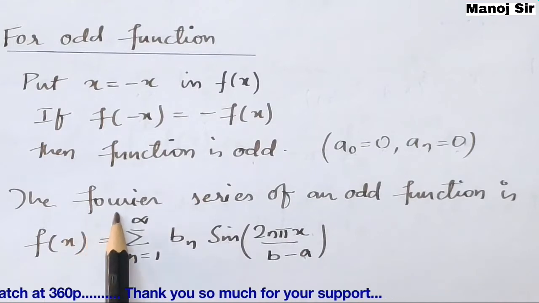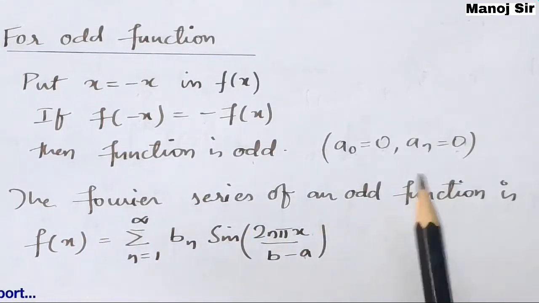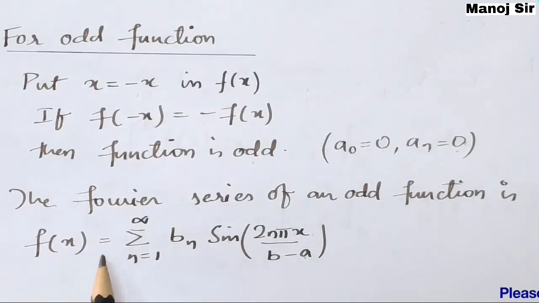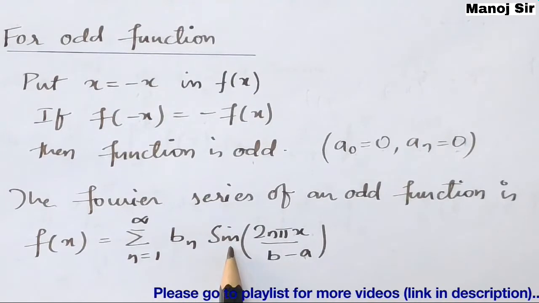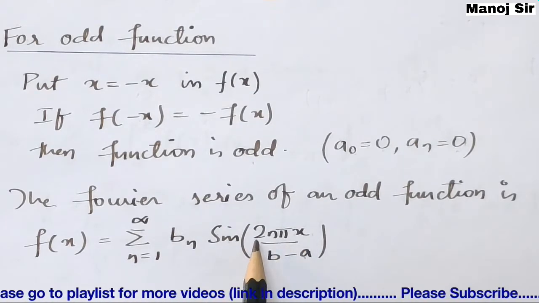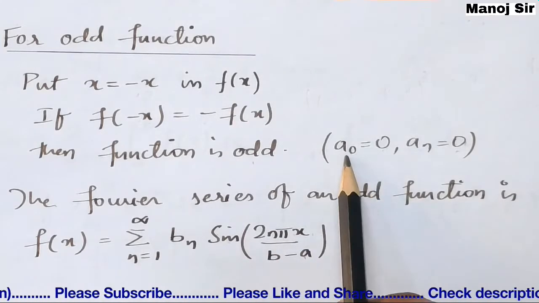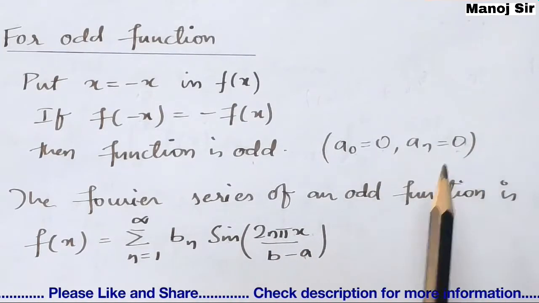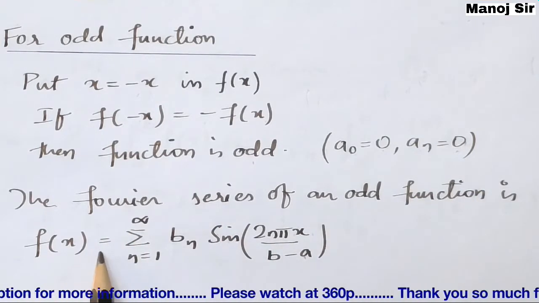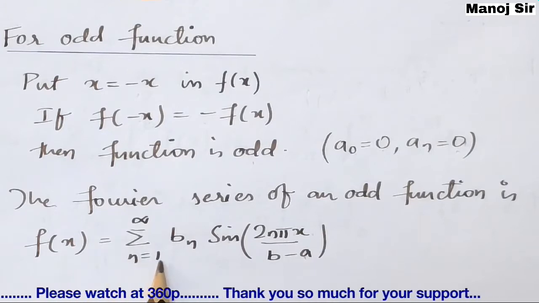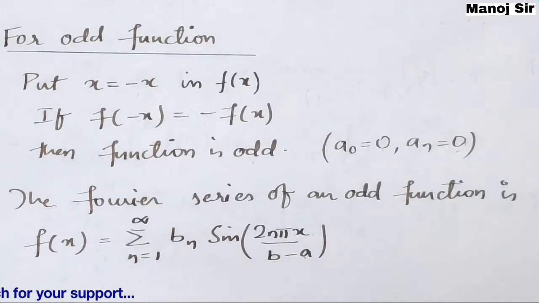Simply write this becomes 0. So the Fourier series of any odd function f of x is given by f of x equals summation n equals 1 to infinity bn into sine of 2n pi x upon b minus a. Yes, a naught becomes 0, a n becomes 0. So the Fourier series of any odd function f of x is given by f of x equals summation n equals 1 to infinity bn sine 2n pi x upon b minus a.